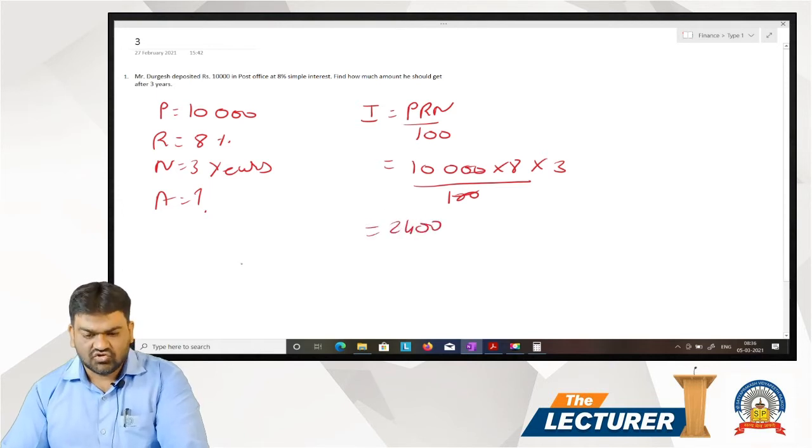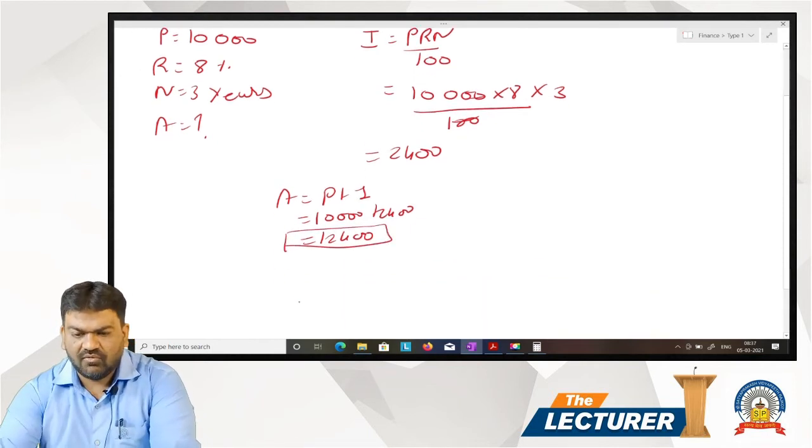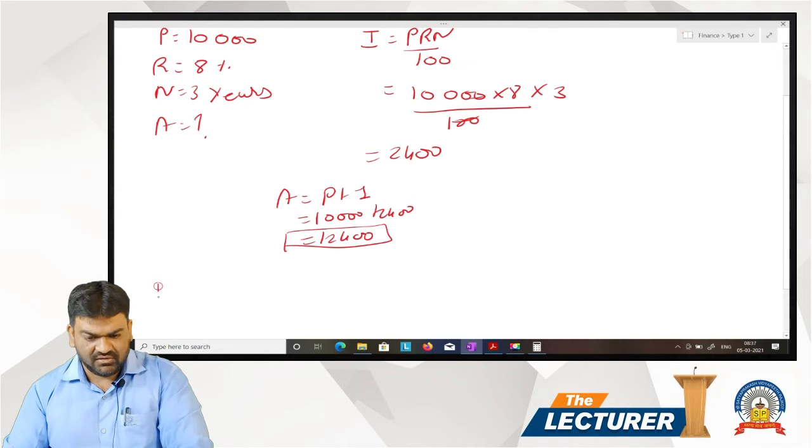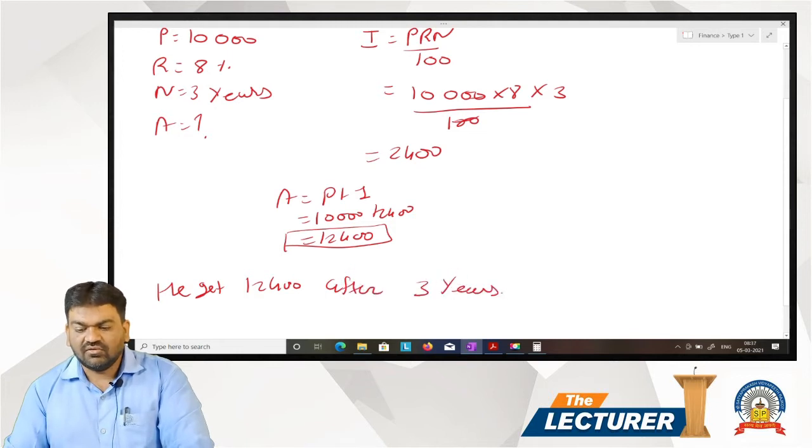2,400. Total amount he should get after 3 years. A is equal to P plus I. 10,000 plus 2,400. That is 12,400. He get 12,400 after 3 years. This is your answer.